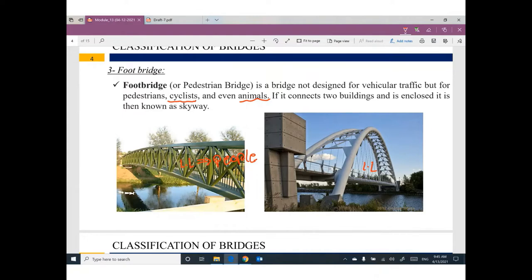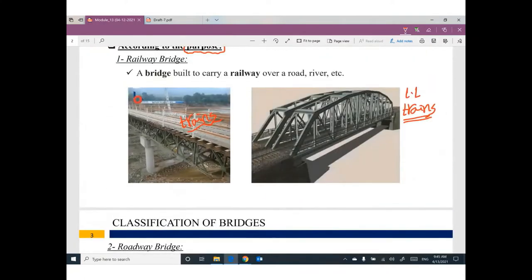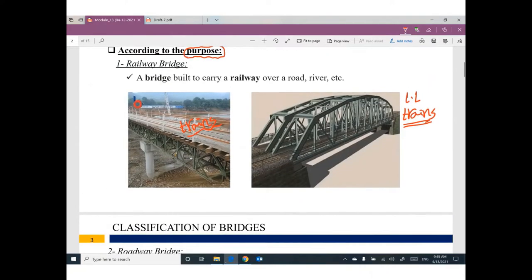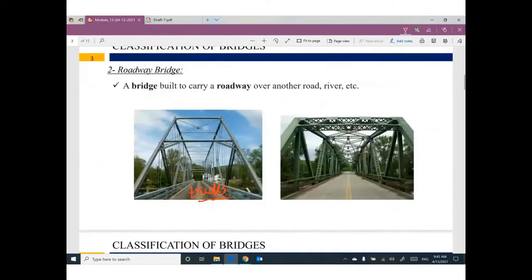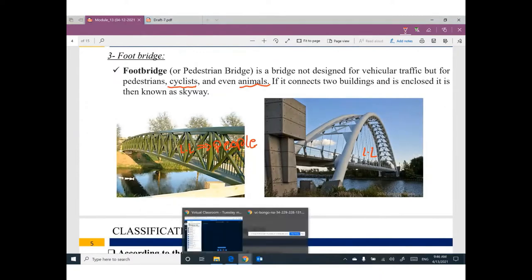So before starting to design a steel bridge, we need to figure out what is the main purpose of this bridge, because the main purpose will decide which live load we are going to use. Is it train or vehicles or pedestrians? Does that make sense? Any question?